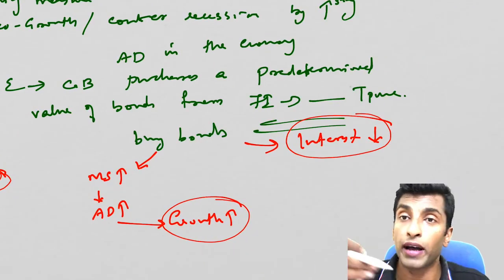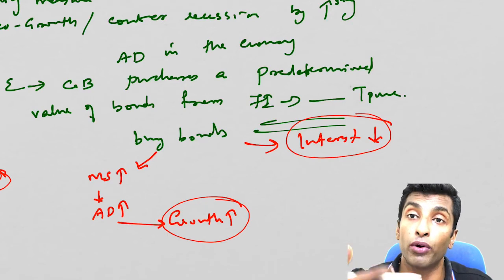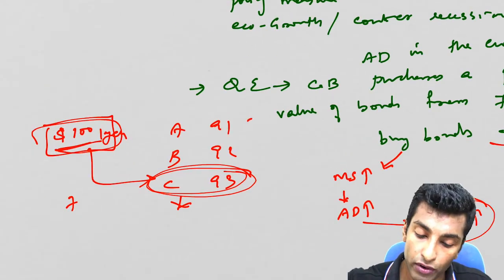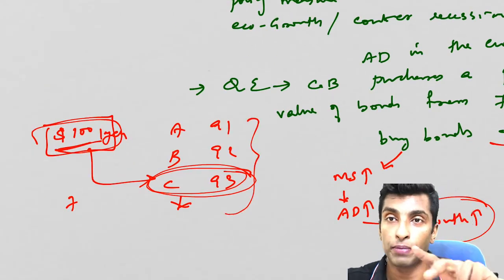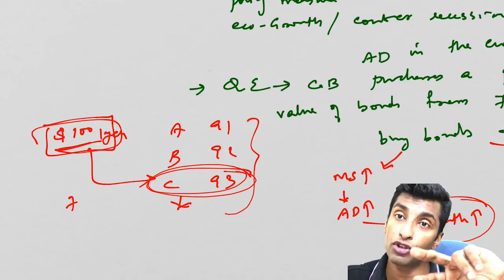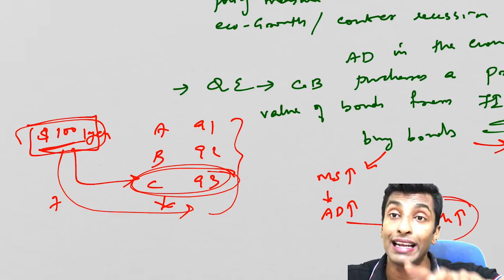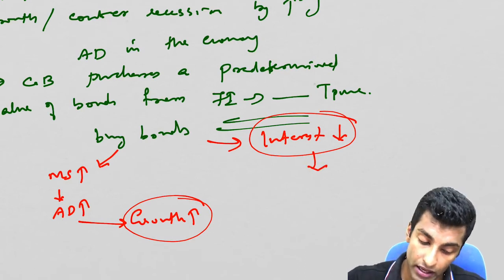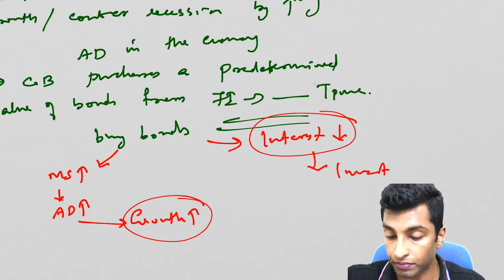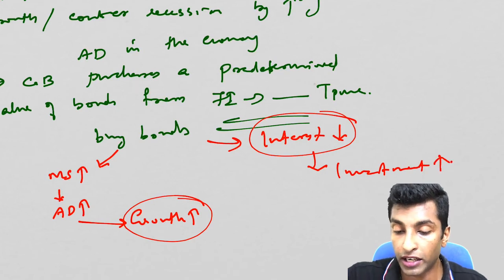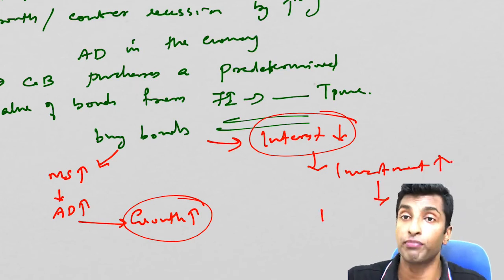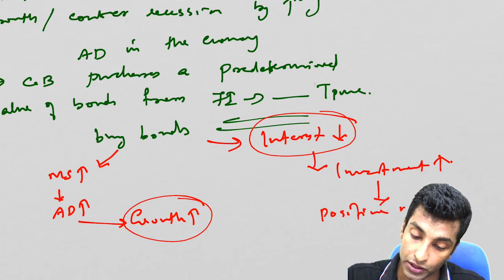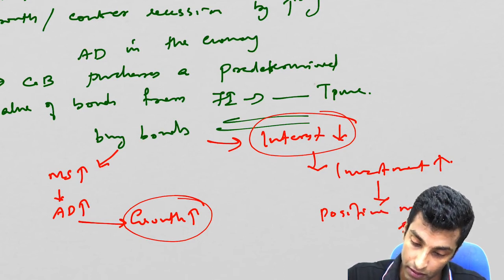Now, when you are buying back bonds, what will happen? Demand for bonds will be high. When demand for bonds is high, it means the price of the bond will be high. When the price of the bond is high, this difference will be less. So that difference being less means actually interest comes down. Interest coming down means investment will increase. So overall a positive market sentiment. Now is it good for India?